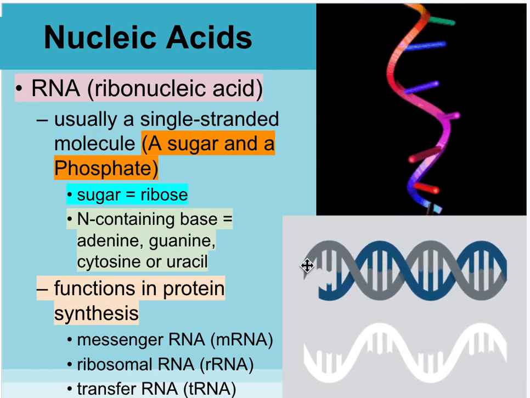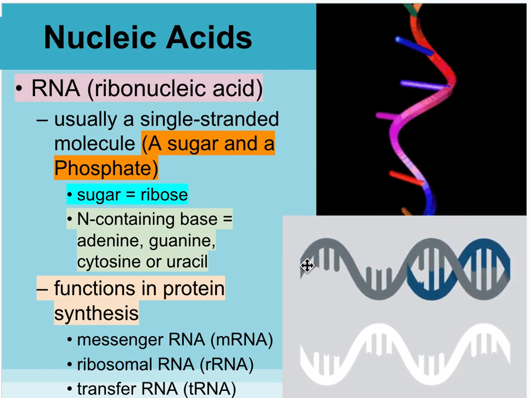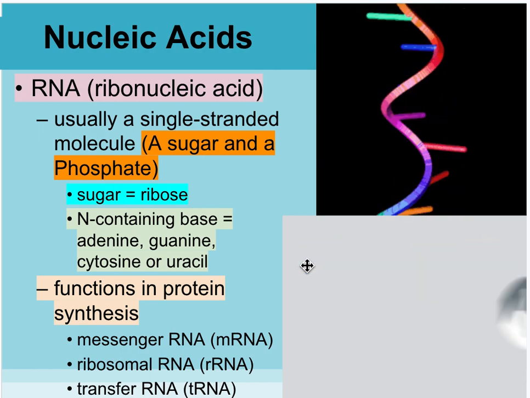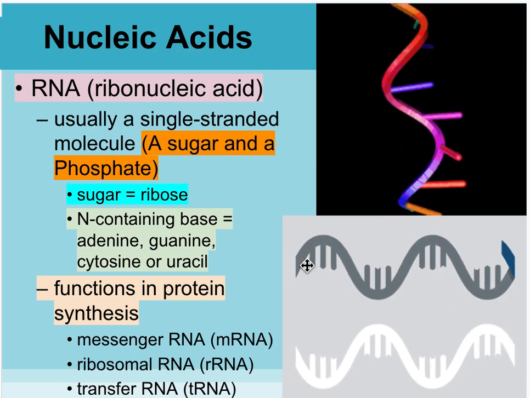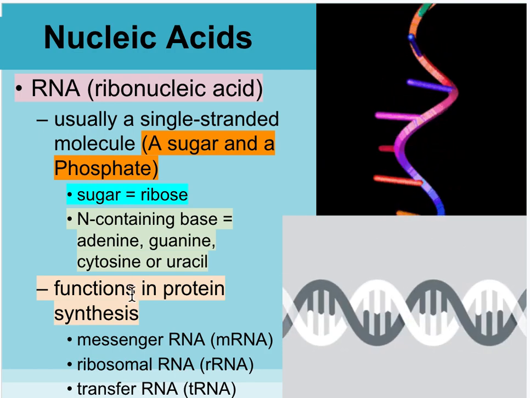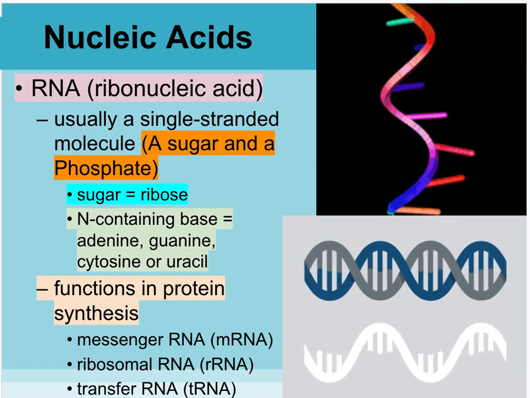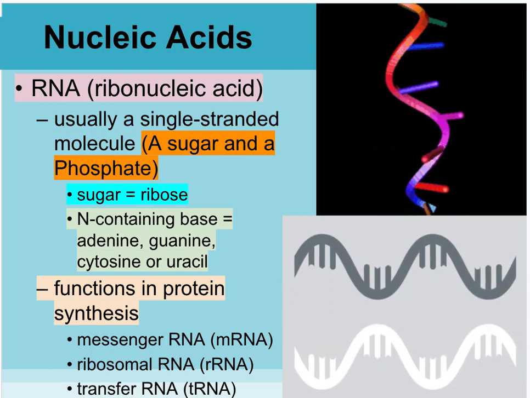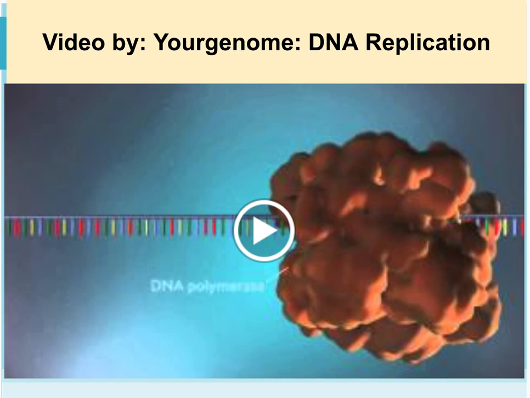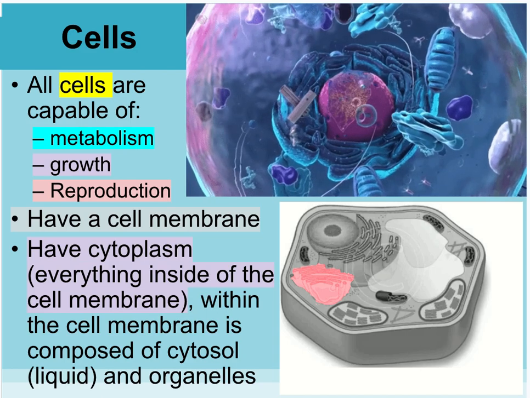Then the RNA takes that copy and heads outside of the nucleus to the ribosomal RNA where it starts to make copies. And it's the transfer RNA that specifically is like the messenger boy that runs and gets the pieces that it needs. And that's how different proteins are made in your body. This is a video by Your Genome, DNA Replication, that goes into that in a lot more detail that I recommend watching.